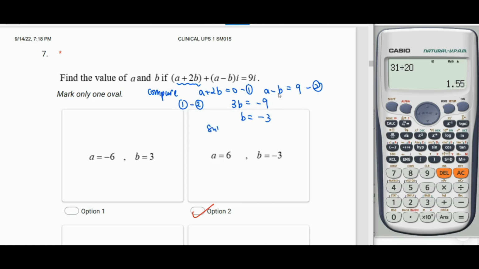Then we substitute back into equation 2. A minus 3 equals to 9. So a will be, so here will be positive 3. Move to the right hand side, it will be minus 3. It gives us 6. So here will be our answer.